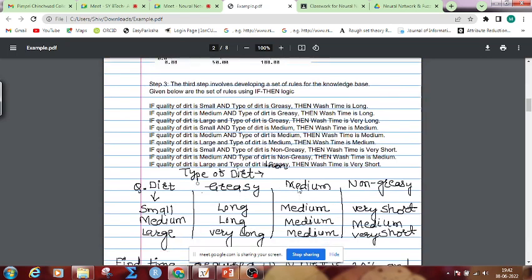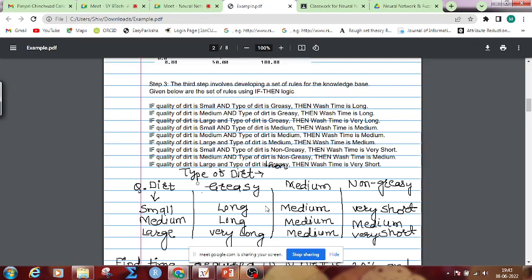We are just interested in this column. Just forget about this column. We are not at all interested in non-greasy. Why? Because type of dirt 60% lies in these two classes, greasy and medium. As well as what is the quality of dirt? It is in small and medium. So just forget about this last row also. We are not going to consider this, and we are not going to consider this column. So small, medium, greasy, medium. So 1, 2, 3, 4. When quality of dirt is small, medium, and when type of dirt is greasy, medium, according to that, only those rules are the ones we are interested in.